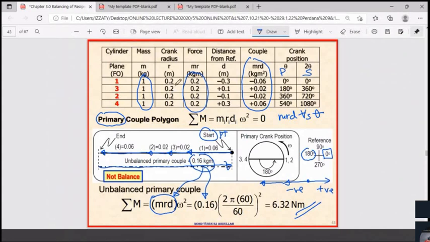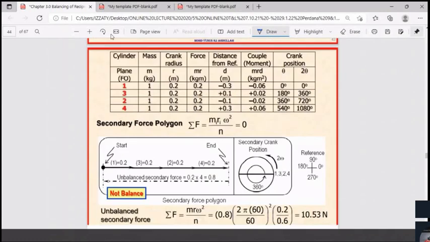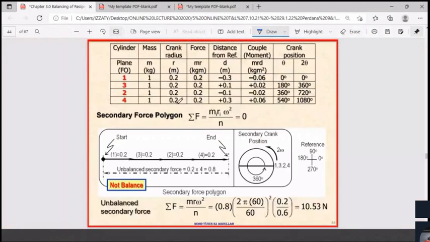Okay, so now we move to the next one. Look at the secondary now. When you construct this, this is the crank position diagram. You know that it is not balanced. You can predict it because we are talking about force. The polygon will definitely not balance, isn't it? So if you look at here, this is the force divided by this one, which is secondary. You can talk about secondary force.